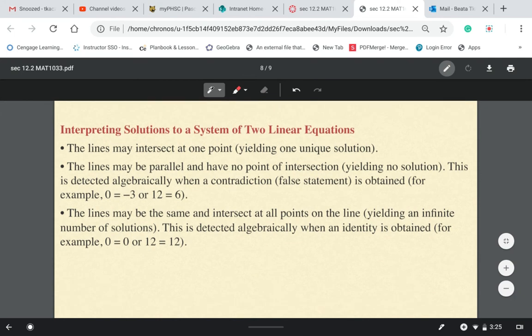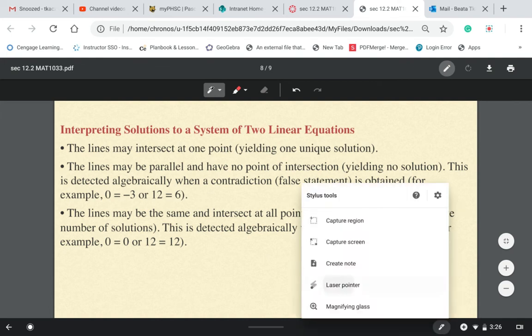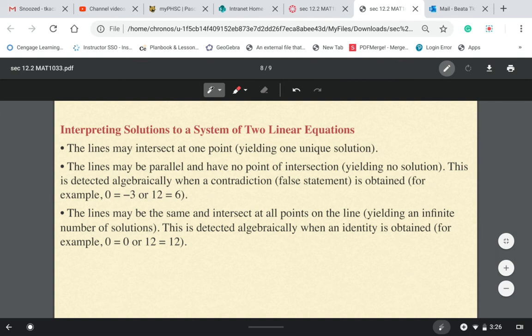So here, just going back to what we learned on the next slide from section 12.1, just to interpret the solutions of a system of two straight lines. So again, let's review that, because that's important that we understand. Two equations, which means two lines, may intersect at one point.